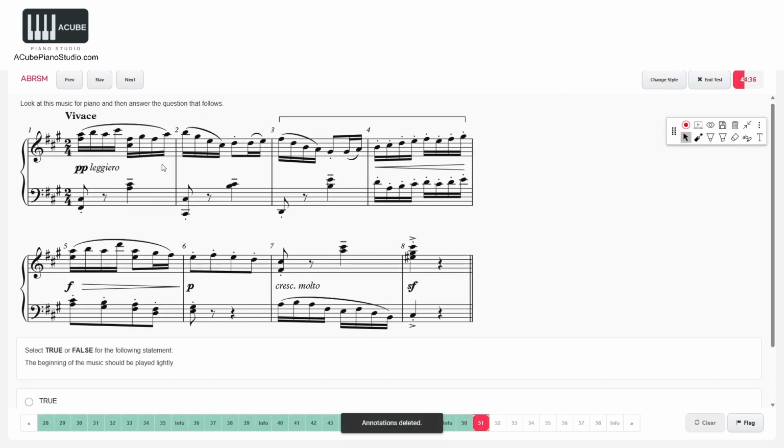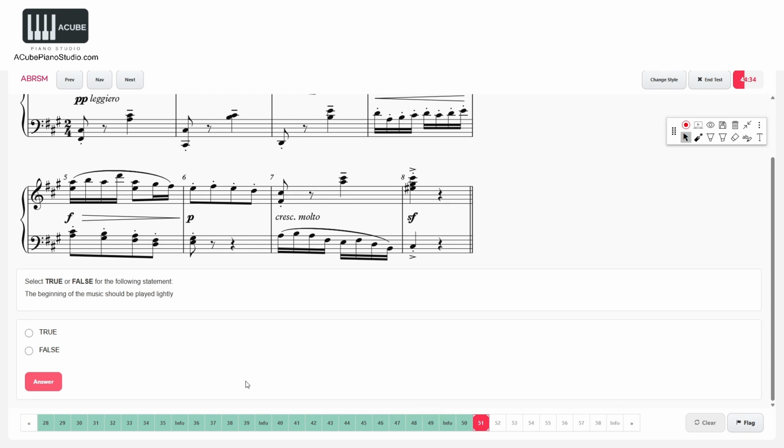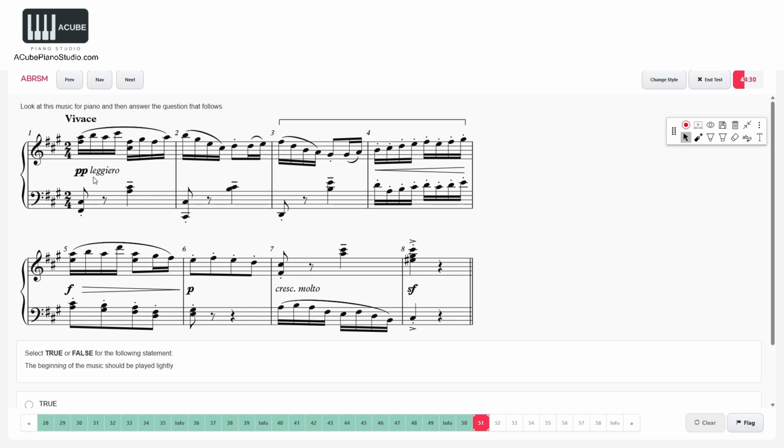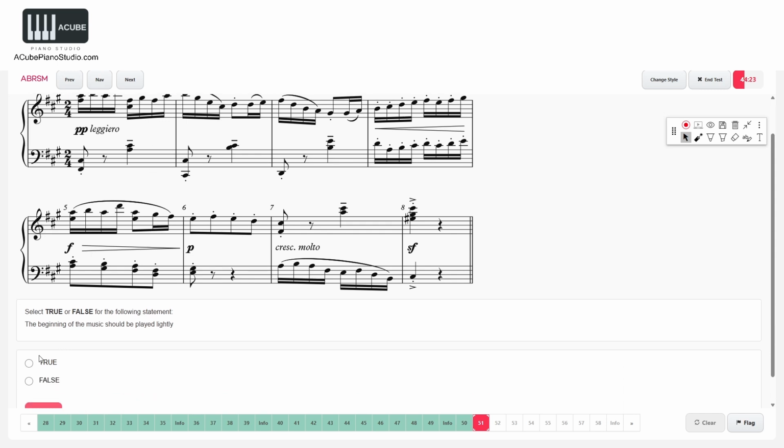Okay, next, it's a true and false question. The beginning of the music should be played lightly. So if you look at this, one is leggero. Okay, so it is true because of leggero. That means you play lightly, so it's true.